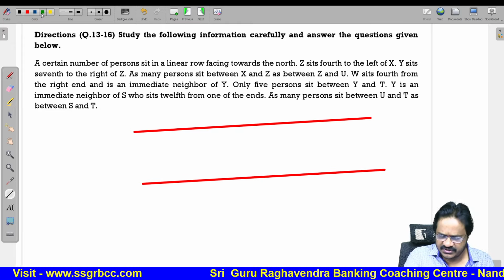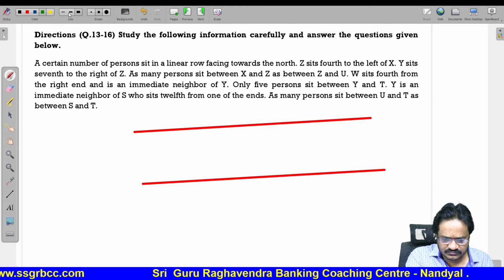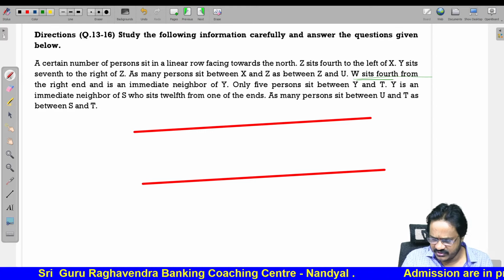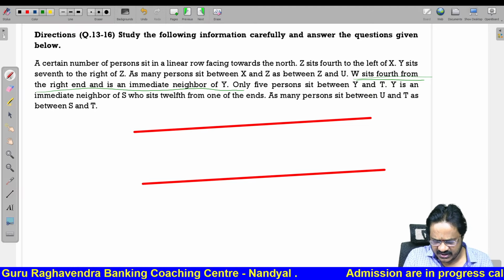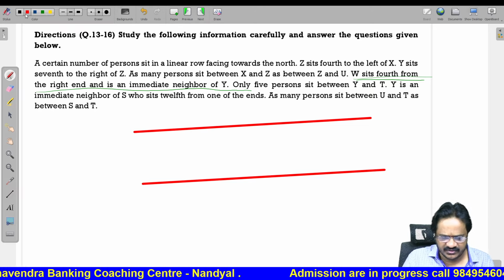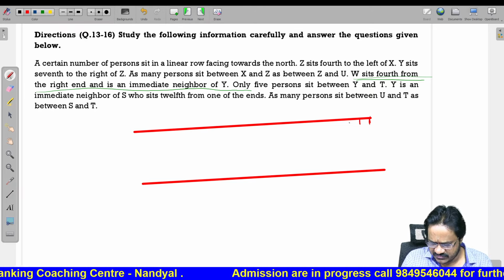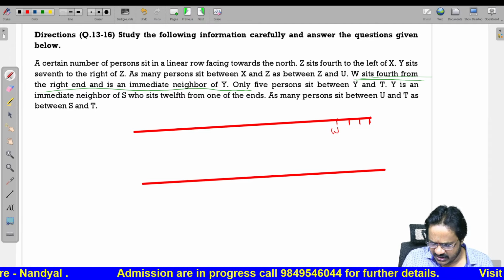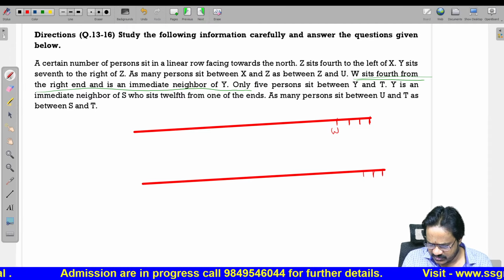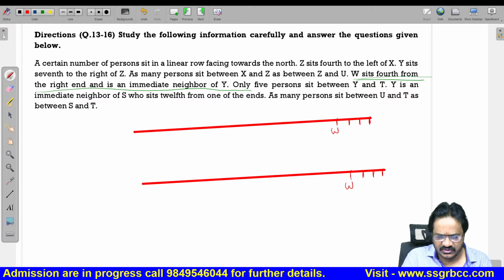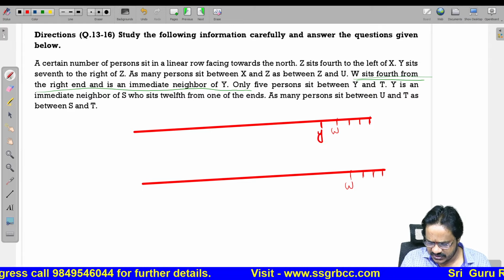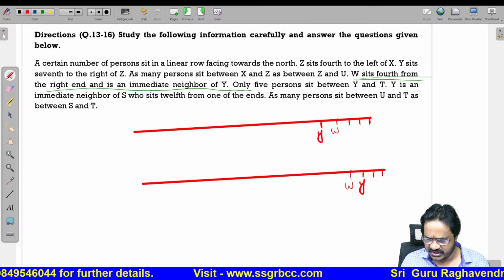First point, W is 4th from the right hand and is the immediate neighbor of y. See, W is 4th. 1, 2, 3, 4. So here you will get W. Here also 1, 2, 3, 4, W. W is the immediate neighbor of y. So here I am taking y. Here also I will take y.